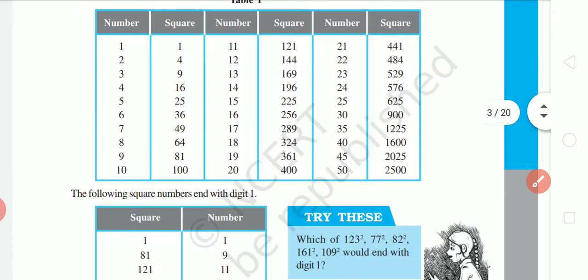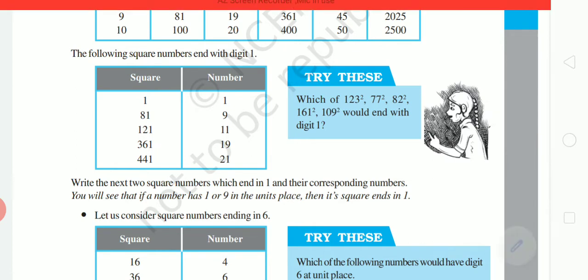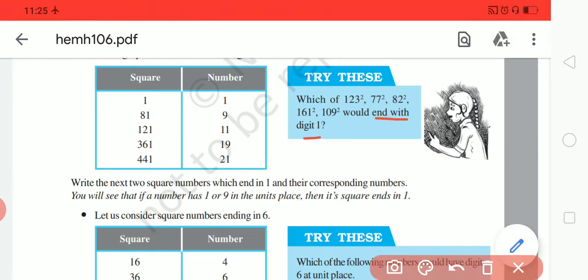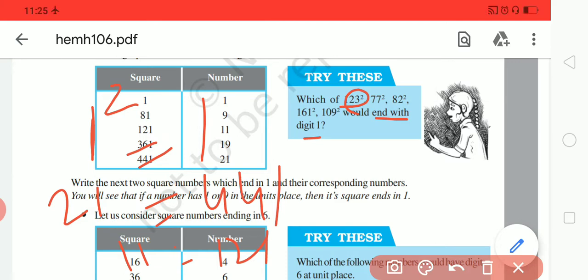Now see the table, this is the square of the numbers, right? So you should learn them. Now try these, which of these would end with unit digit 1. The number that ends with unit digit 1, its square also ends with unit digit 1, like 21, so this is 441, right? 11, this is 121. So a number that ends with 3 will not have a square that ends with 1. So 7, it will not. 2, it will not. 161, yes it is.